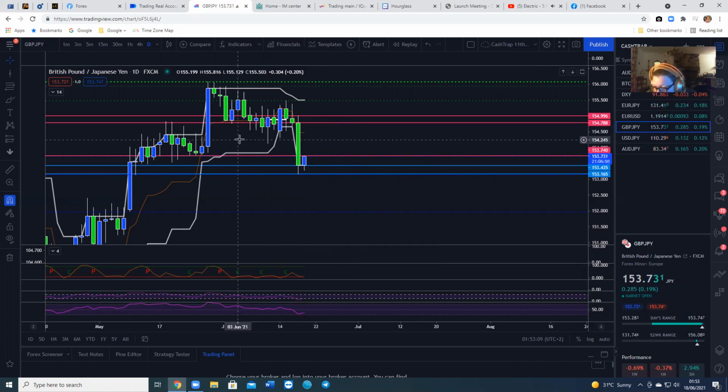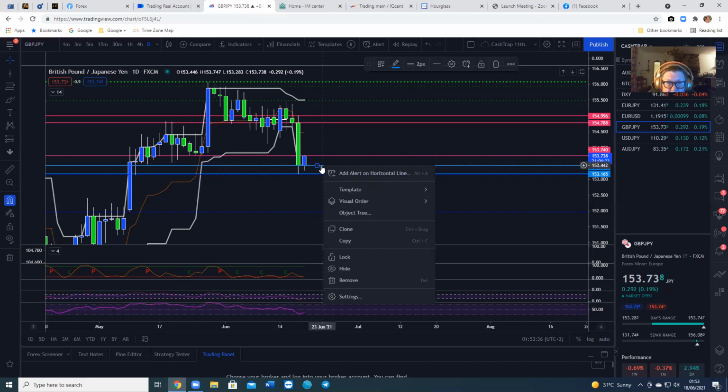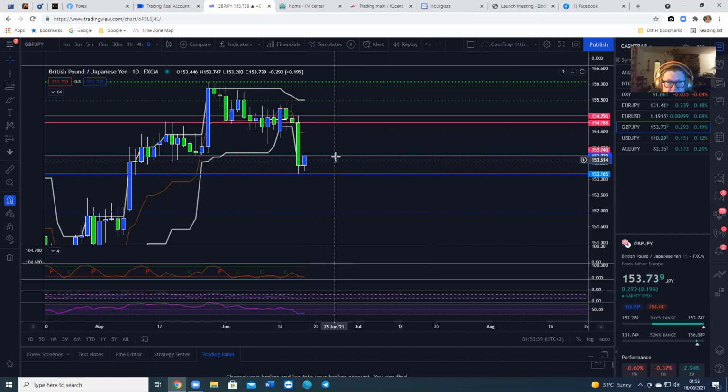I'm just marking up GJ, Great British Pound, Japanese Yen, for the 2 o'clock, that's 1 a.m. UTC +1 open of the market. So that's the daily: top of the wick, top of the body, bottom of the body, bottom of the wick, the same on the current one, but price is currently moving. So I'm going to remove that one. And price is going up at the moment.